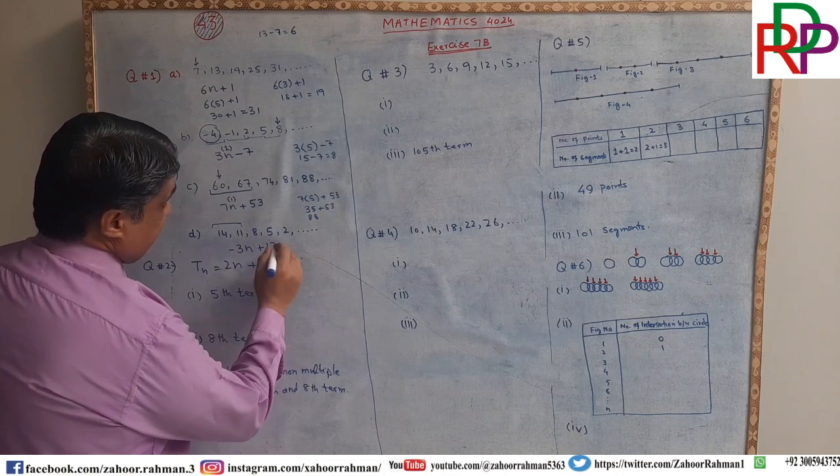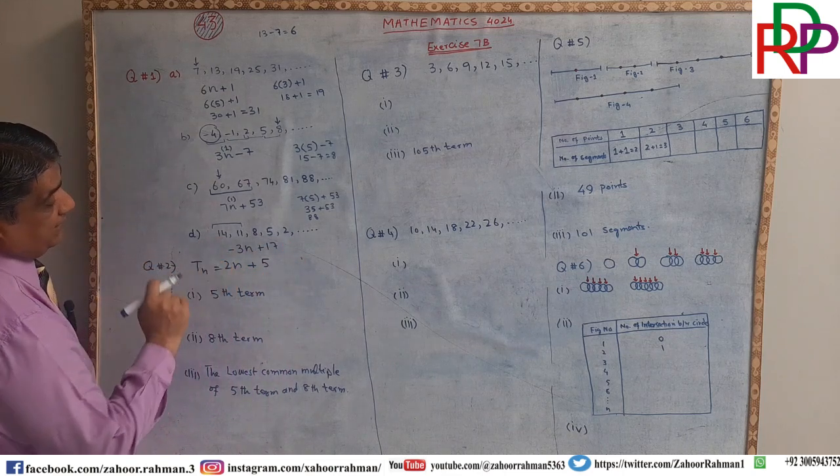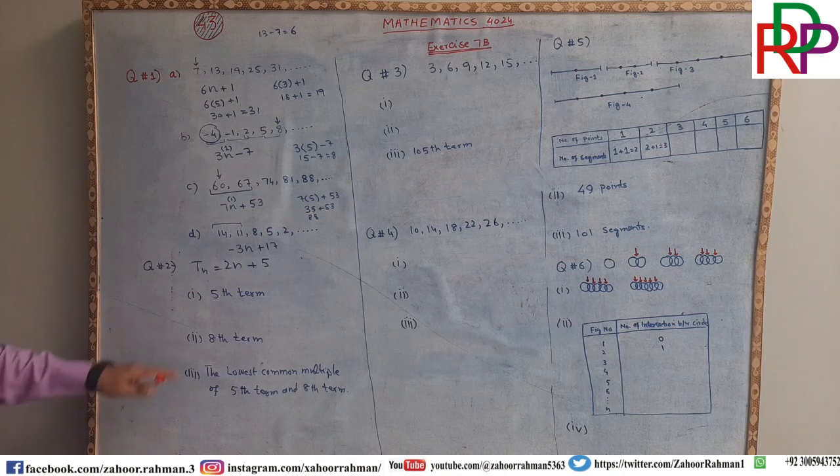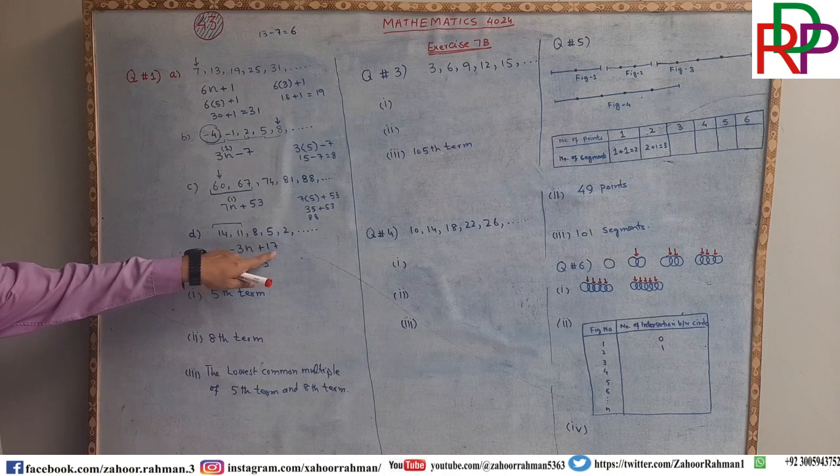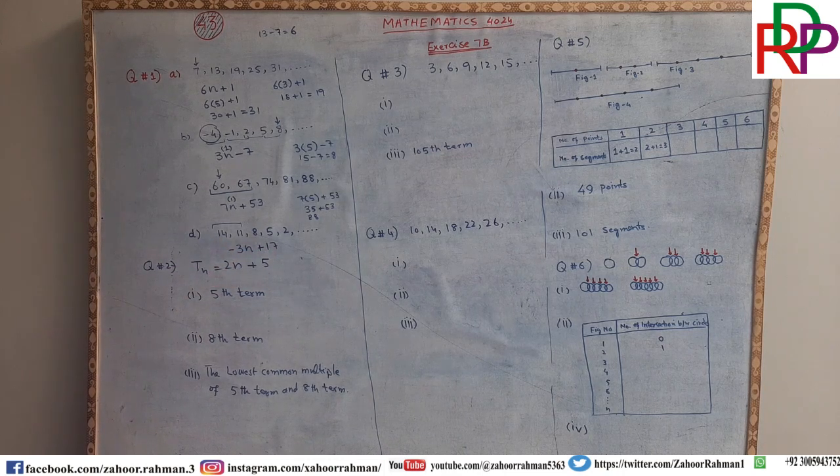Plus 17. So it means we will get 14. Minus 3 ones are minus 3, plus 14 will give plus 17, will give you 14. Okay, that was the whole story about the first question. Hopefully you have understood. Now we are generalizing our knowledge.